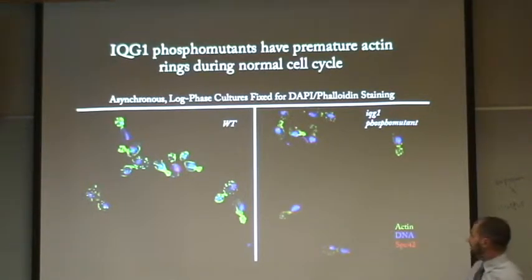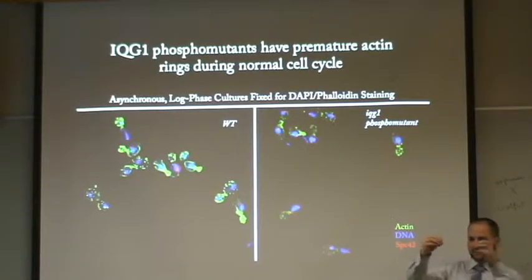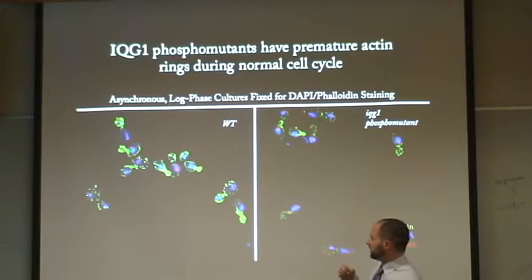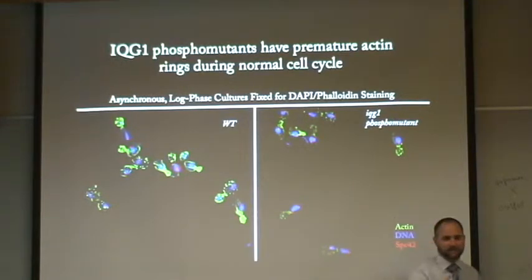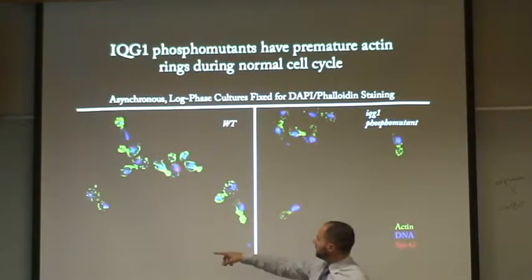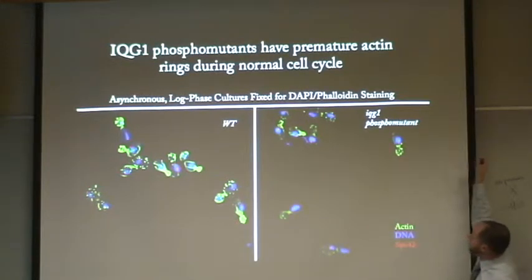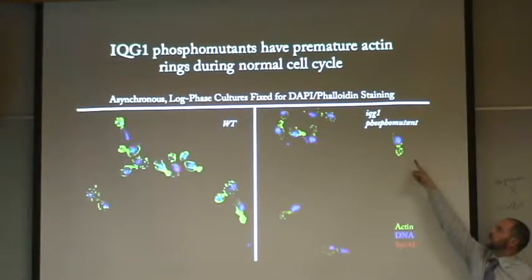But we used another fluorescent technique to label these spindle poles, which are the parts that are pulling the DNA apart from each other, so you can distinguish cells that have or have not undergone mitosis in that way. And we found that in the wild type case, you only see the rings in cells that have already finished mitosis. But in the IQG phosphoimmune states, you see cells like this one that have the ring and have yet to extend and separate their DNA.